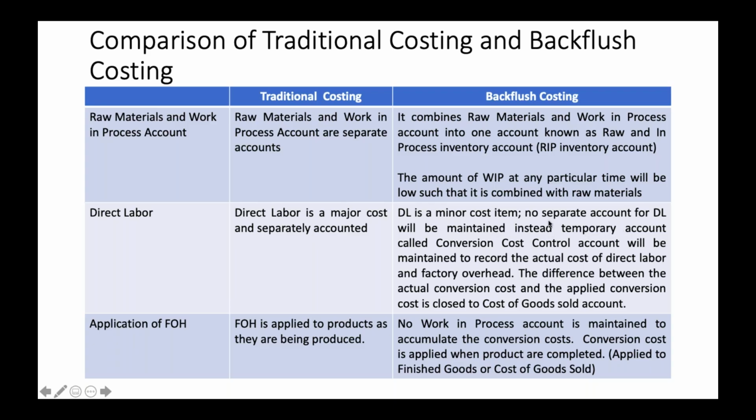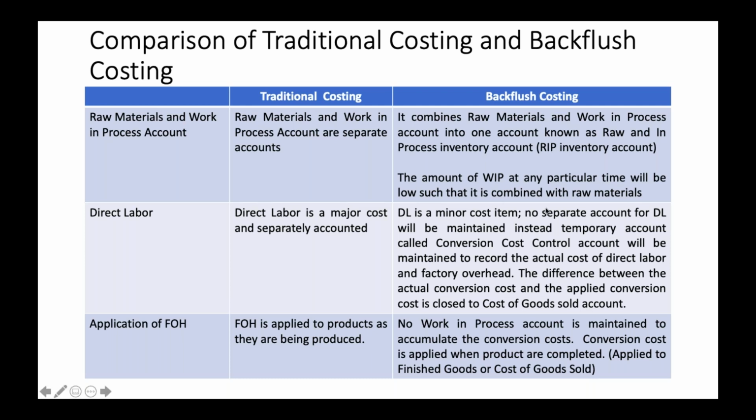There is no separate account for direct labor. Instead, a temporary account called conversion cost control account will be maintained to record the actual cost of direct labor and factory overhead. The difference between the actual conversion cost and the applied conversion cost is closed to the cost of goods sold account. So the principles that we have learned in the applications of factory overhead and the actual cost incurred for factory overhead are the same with the conversion cost control. The conversion cost control is the actual cost of direct labor and the actual cost of factory overhead.